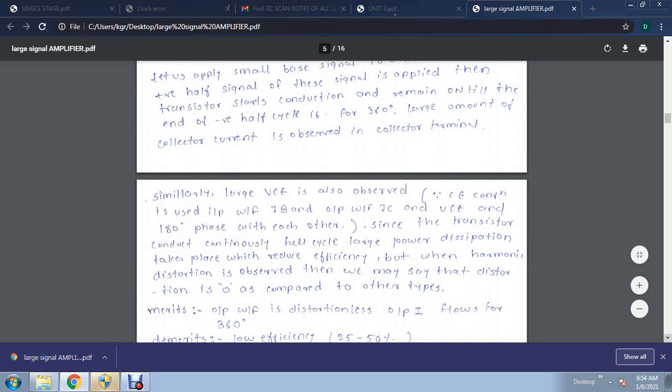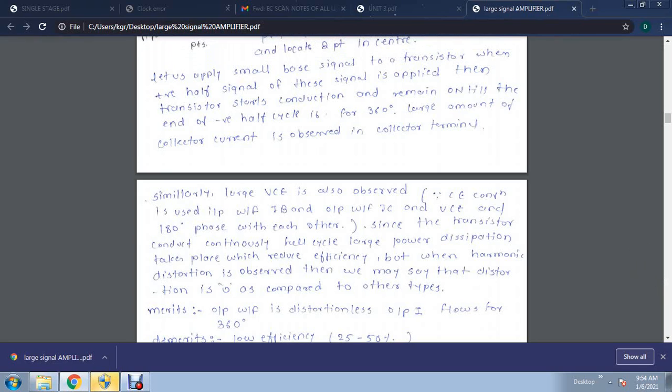The CE configuration is used, with IB, output IC and VCE. The transistor conducts continuously, which improves the efficiency. When harmonic distortion is observed, we may say that distortion is zero compared to the other types. The merit of the class A amplifier is output without distortion, with output current flowing for the exact 360 degrees of conduction. The demerit is low efficiency, only about 25 to 50%. This is the demerit of the class A amplifier.